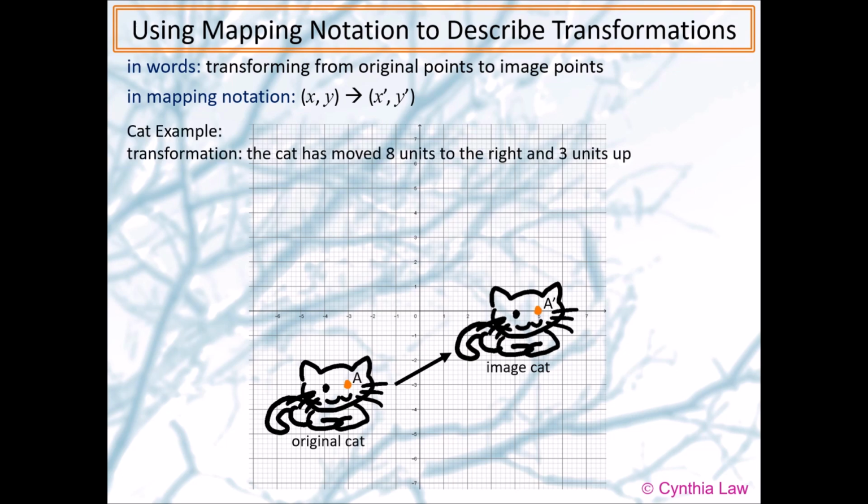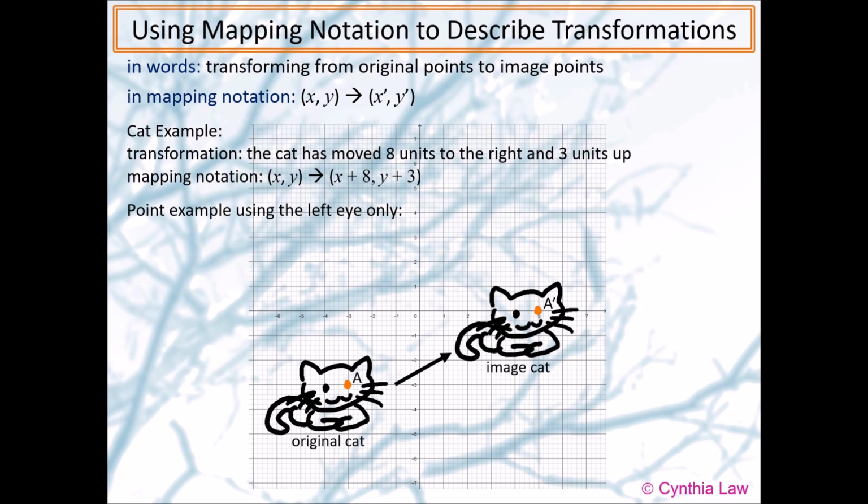So the cat has moved 8 units to the right and 3 units up. In mapping notation, then we say that all the original points x, y, the x coordinates have moved 8 units to the right, and the y coordinates have moved 3 units up. So that's why we add 8 to x for the x coordinate, and we add 3 to y for the y coordinate.